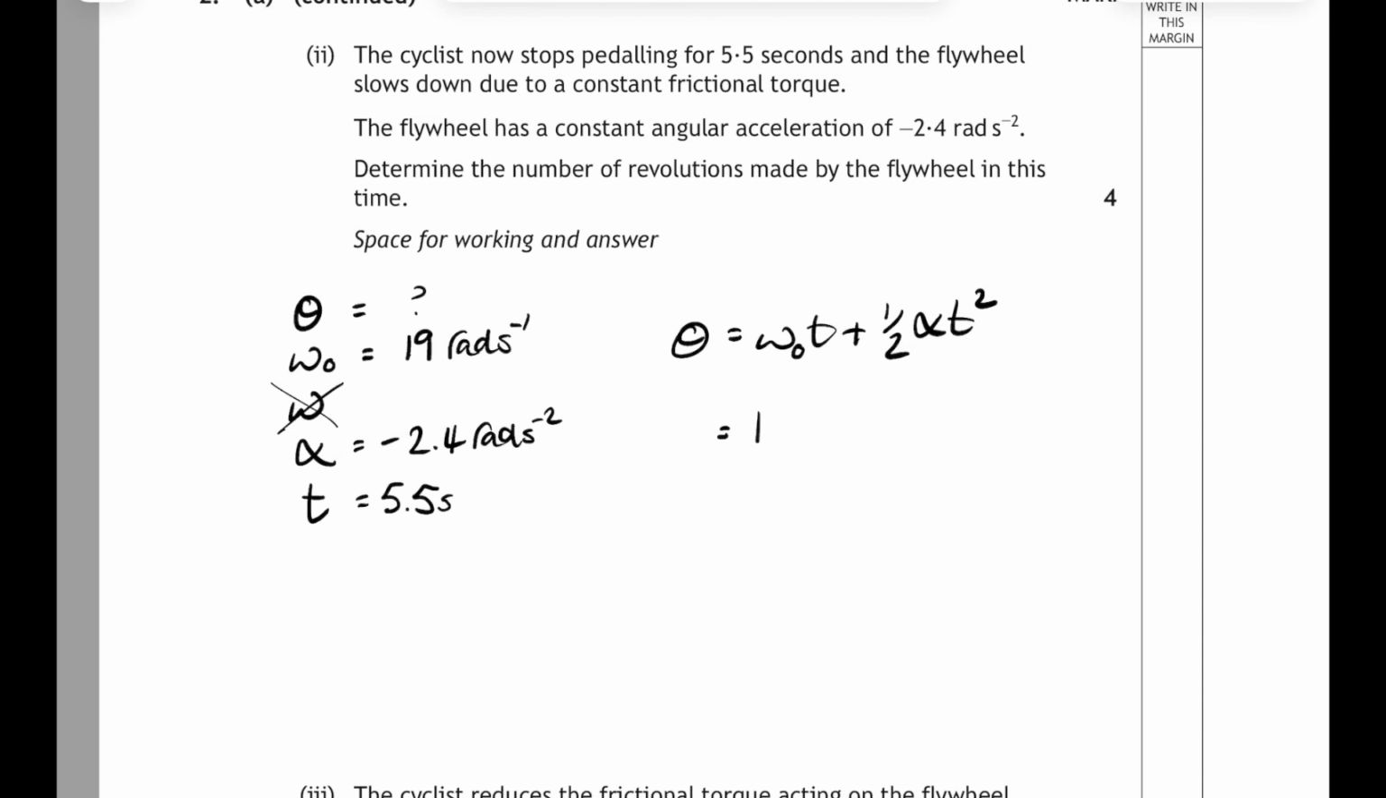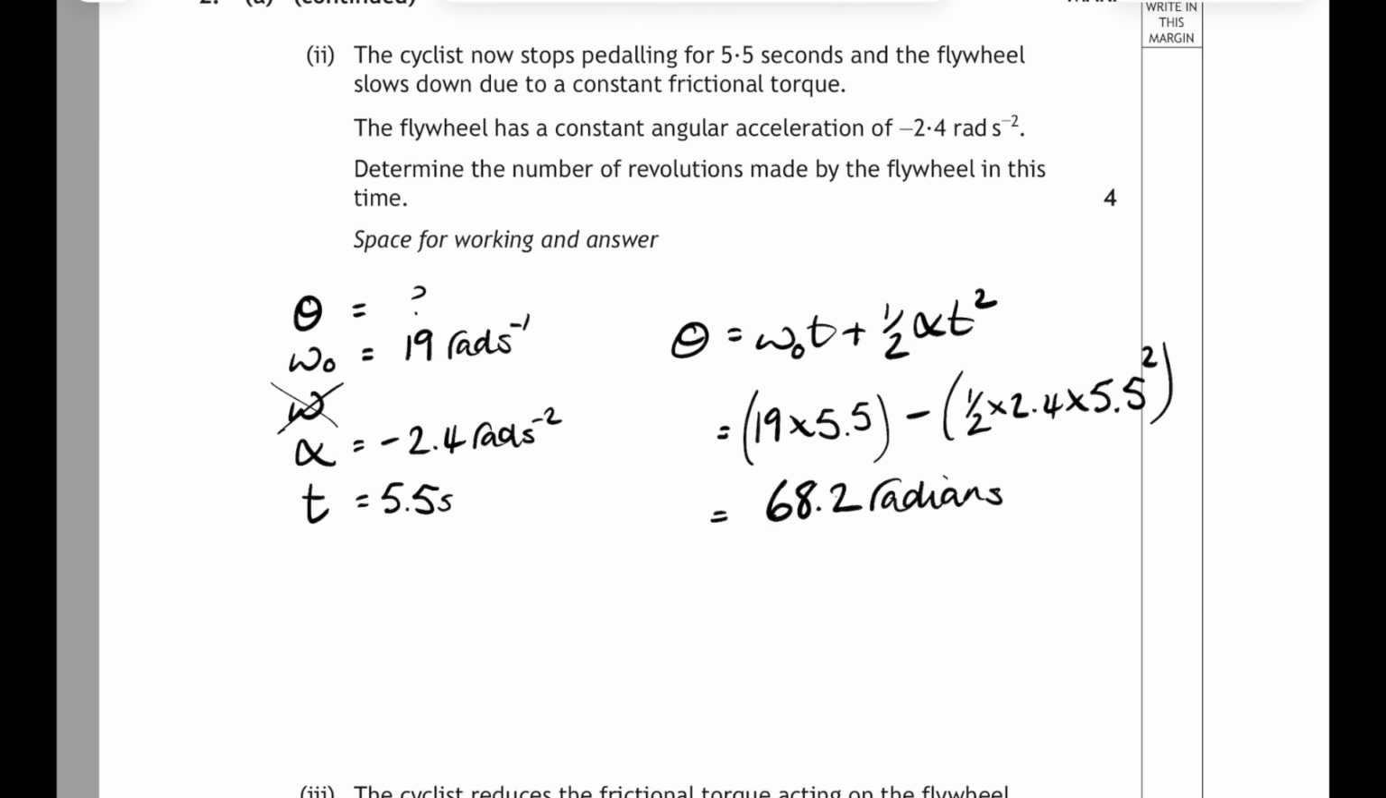So it's 19 times 5.5. And because it's a negative acceleration, instead of a plus sign there, I'm going to put minus a half times 2.4 times the 5.5 squared. And if you do all that on your calculator, you'll get an answer for the angular displacement of 68.2 radians. And I'm not rounding that because that's not my final answer.